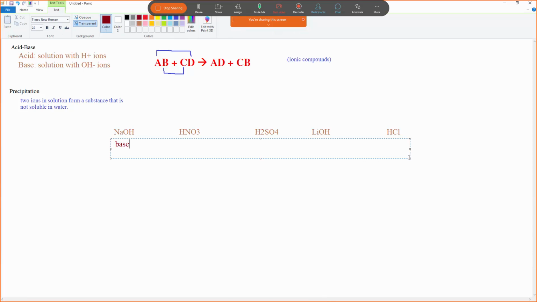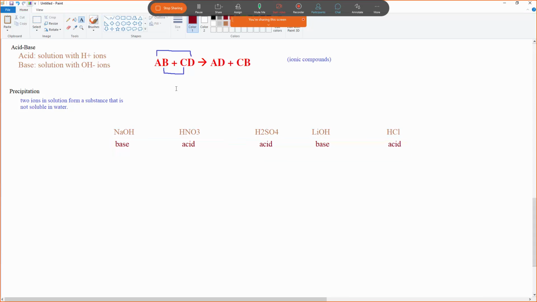Why does that one look like it's going to be a base? Because it has a hydroxide ion in it, right? And the HNO3 looks like it's going to be an acid because it has a hydrogen on it. Perfect. All right, what about H2SO4? Acid, same reason. Lithium hydroxide. Base, same reason. Okay, HCl. Acid. Okay, great.